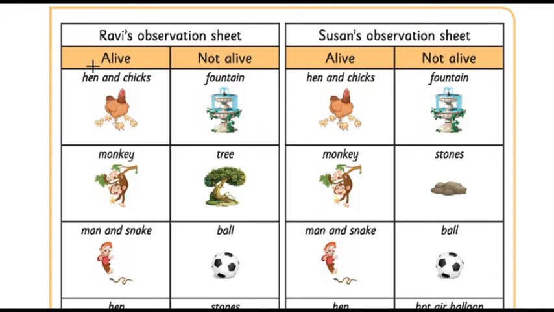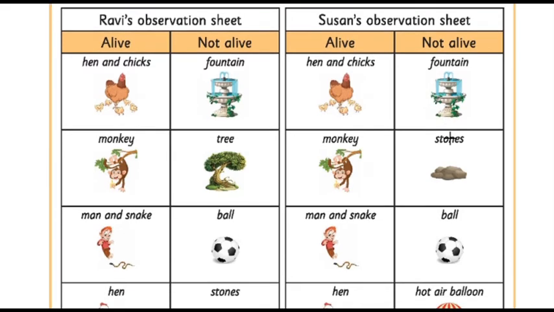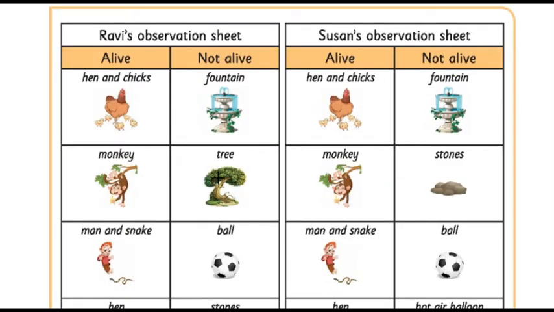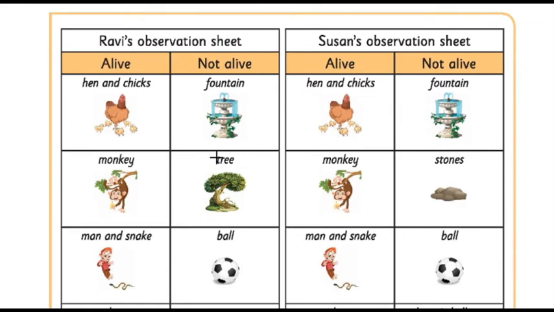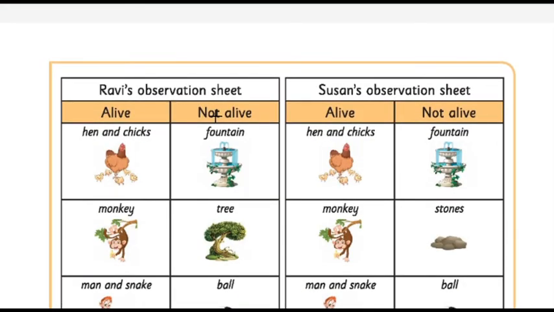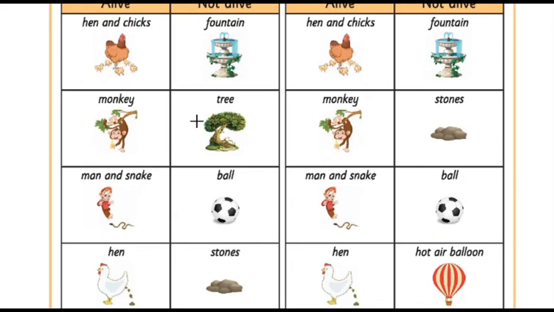So Ravi has filled the observation sheet, and here Susan has filled the observation sheet. Here Ravi has filled tree as a non-living thing. Is tree a non-living thing? No, tree is a living thing. So in Ravi's observation sheet, the tree which is given here is wrong. It is a living thing, so it should come here.